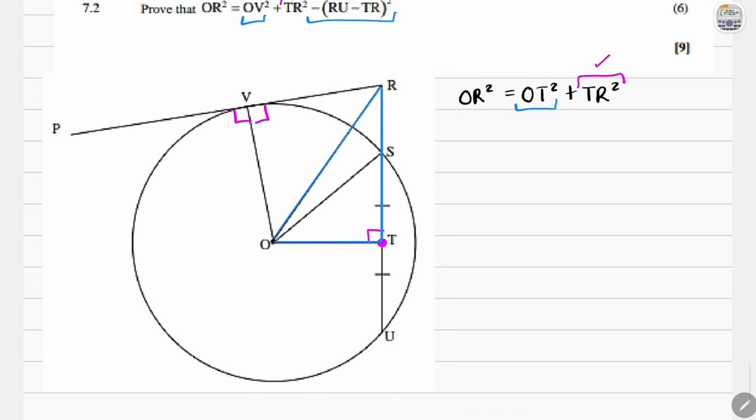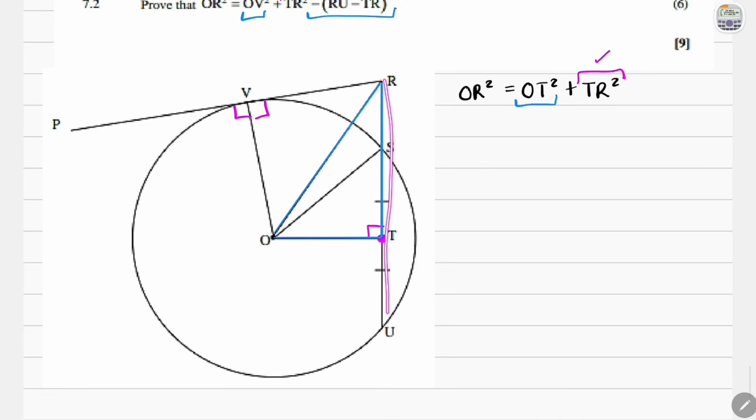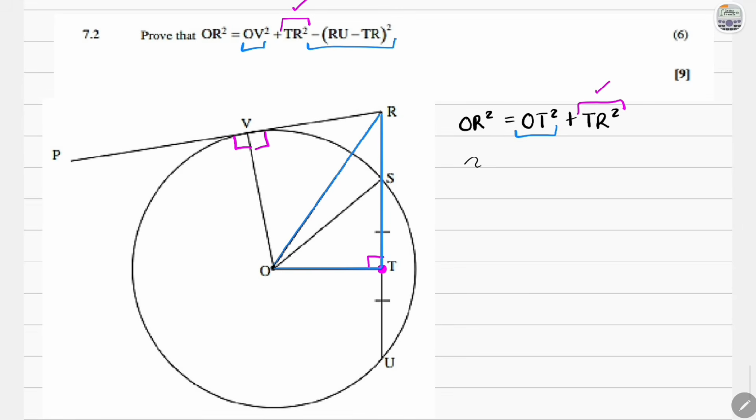Let's look at RU minus TR. RU minus TR. Do you see that if you take this entire length, right, and you say minus this, what are you left with? TU. So that they're referring to, okay, this RU, that is actually TU. So we know that TU is actually equal to RU minus TR. We'll keep that in mind.